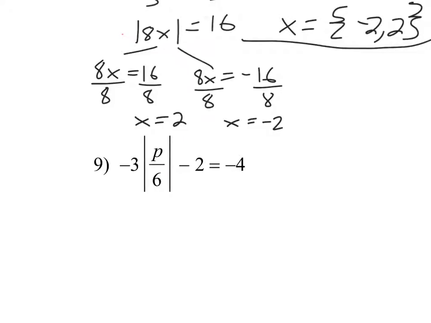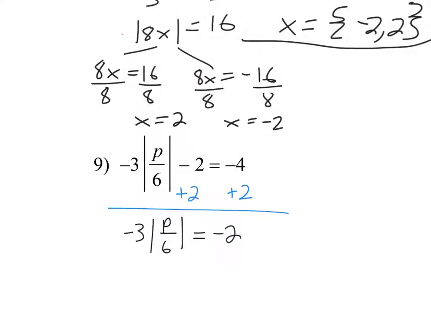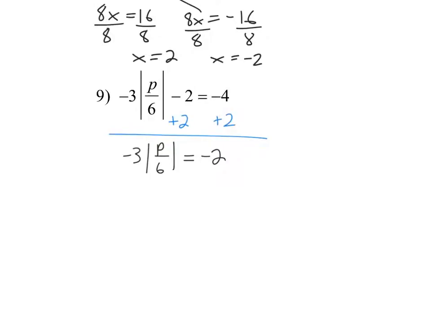Okay, next we have this problem here. We had to get rid of the minus 2 first. Remember, when we're solving these types of equations, typically we get rid of the addition or subtraction first. So to get rid of this minus 2, we'd add 2. Let me do this with a different color. Let's do blue. We'd add 2 on both sides. Then we'd have negative 3 times the absolute value of p over 6 equals negative 2.